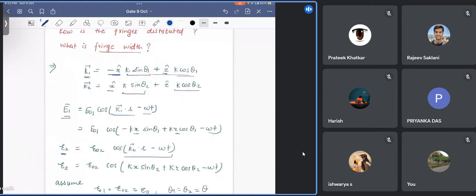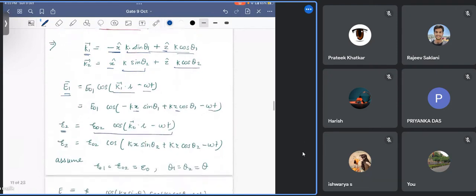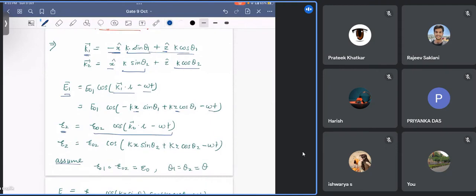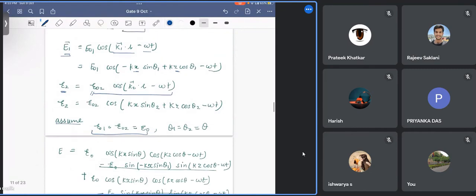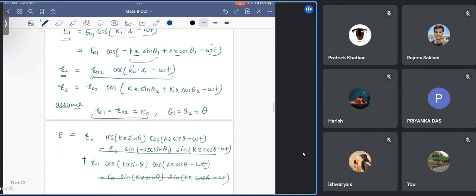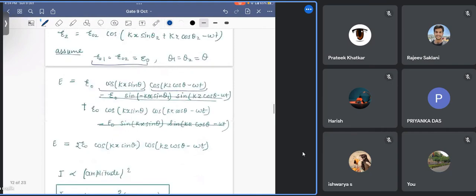Similarly, for E2, we will write K2 dot R. We also assume that the amplitude is the same for these two waves, E01 equals E0. So we again separate the time dependence part and the x dependence part, and then we open this formula using the trigonometric identity cos x1 cos x2 plus sin x1 sin x2. This will cancel the sine component for both cases. So the resultant E will become 2 E0 cos kx sin theta times cos of kz cos theta minus omega t.